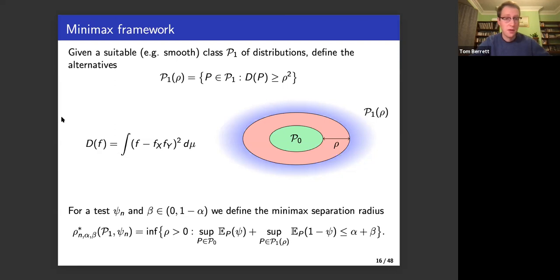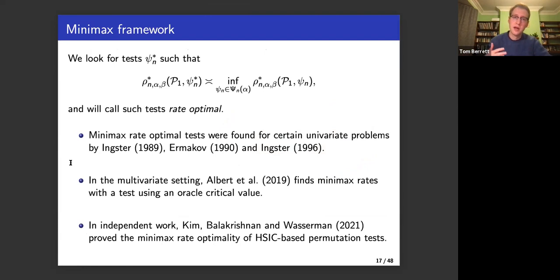So we can define alternative hypotheses like this, and then given a test, we can study how powerful this test is by asking how much separation do we need between the null and alternative hypotheses in order to have satisfactory power. This is called the minimax separation radius for the test. And then we can look for a test that has the smallest separation radius. So we can look for a test which only requires a small separation in order to have good power. This is a fairly standard minimax framework that can be applied to lots of different hypothesis testing problems.